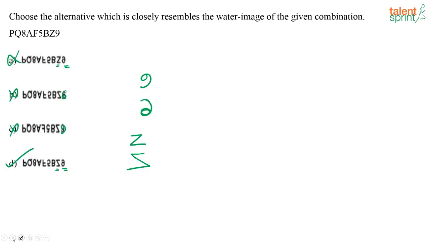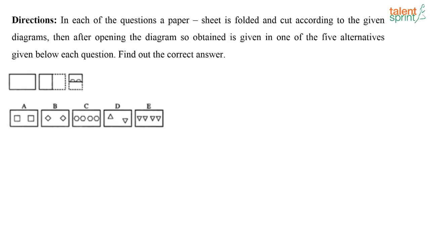In each of the following questions, a paper sheet is folded and cut according to the given diagrams. Then after opening, the diagram so obtained is given in one of the 5 alternatives given below in each question. Find out the correct answer. So again a question on paper folding and cutting. What do you do here? As I said, trace back.